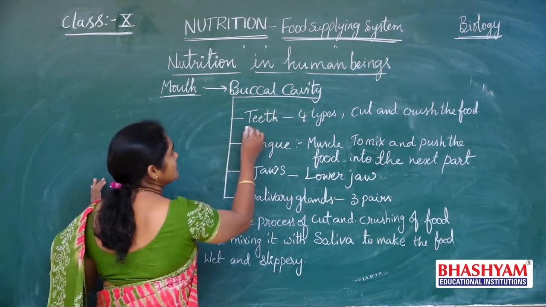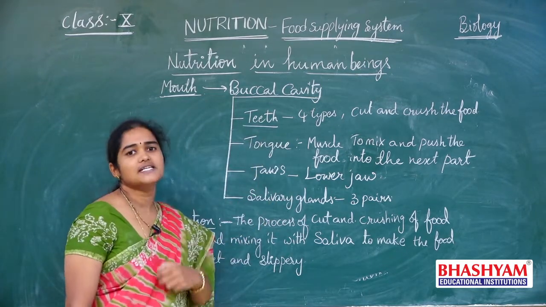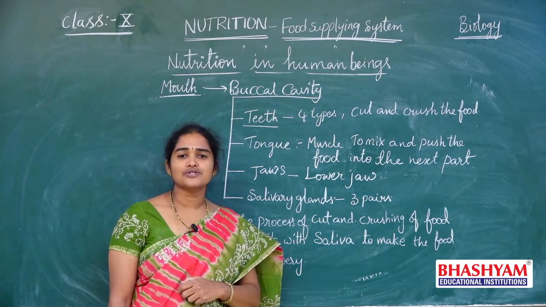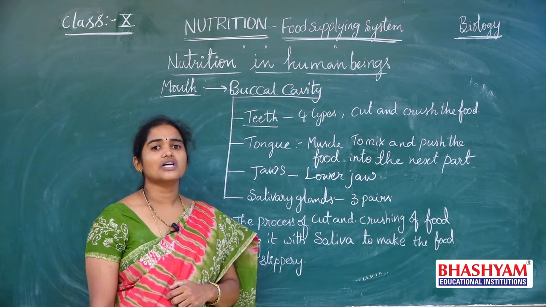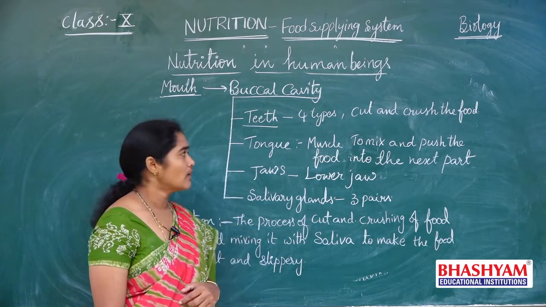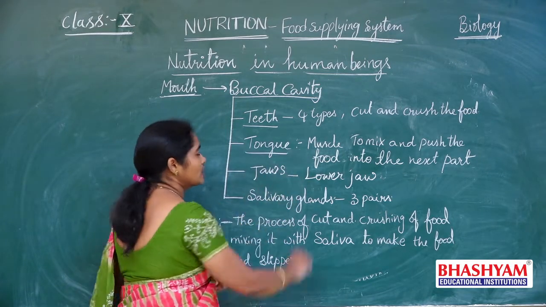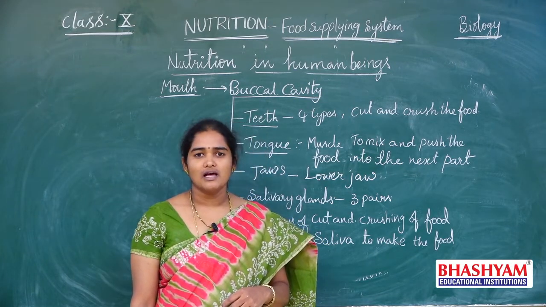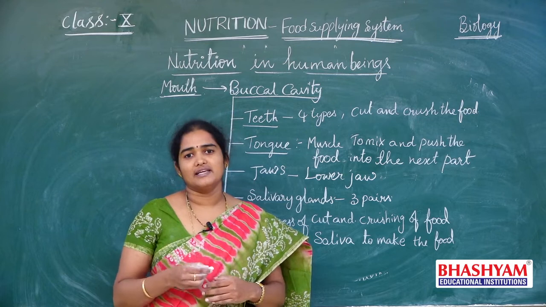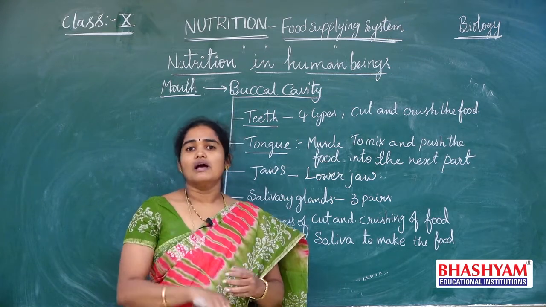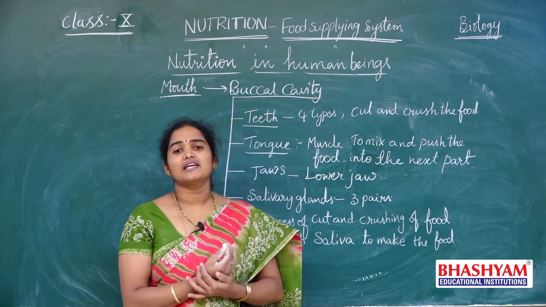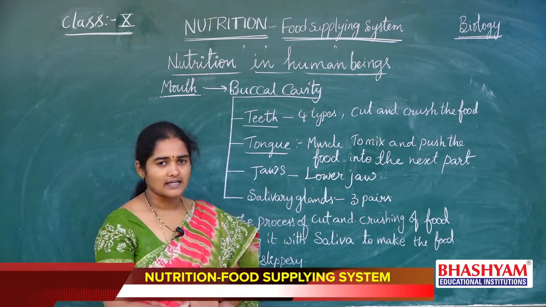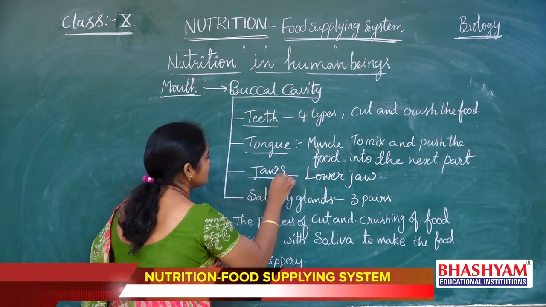One is teeth. Teeth are present in our mouth cavity. Do you know what is the use of our teeth? Helps to cut and crush the food materials. Now, tongue. You know, tongue is a muscle. It is a muscular organ. Helps to mix the food material and also helps to push the food material to the next part of the digestive tract. Understand? And next coming to the jaws.